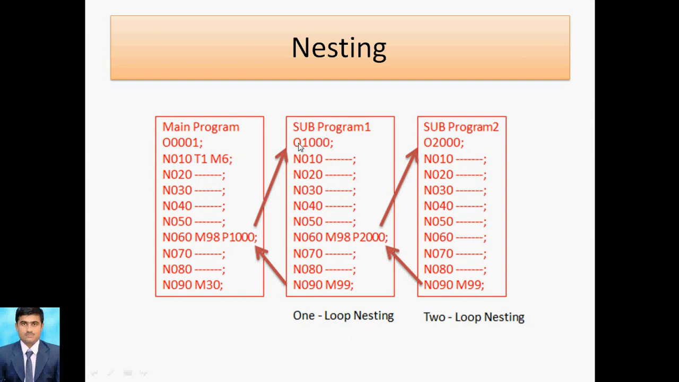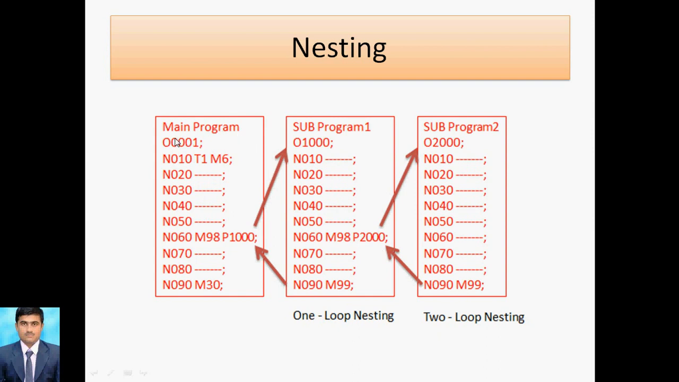So this is called nesting. And here P2000, so here the subprogram is like this. Okay, so this is the way for nesting. This is called one loop, and this is called two loop. So in one program, this program goes into this point, and the second point for this one.